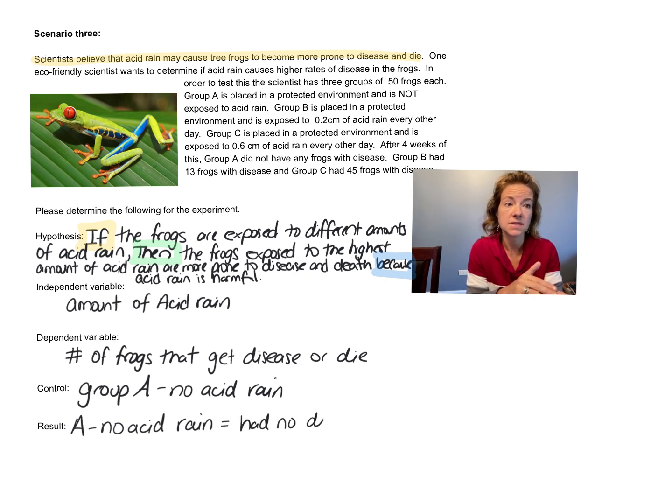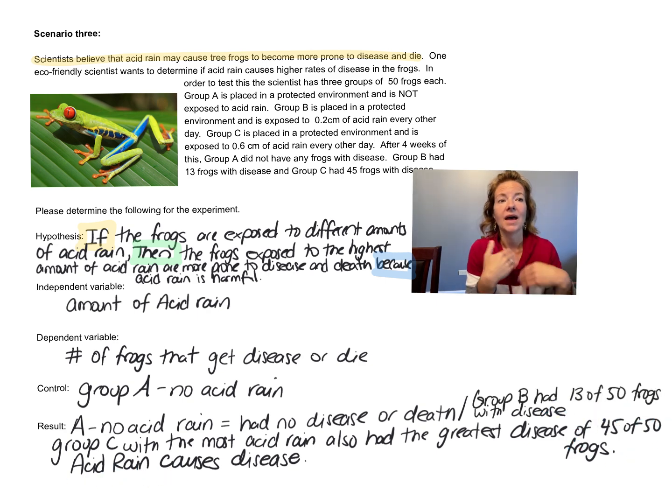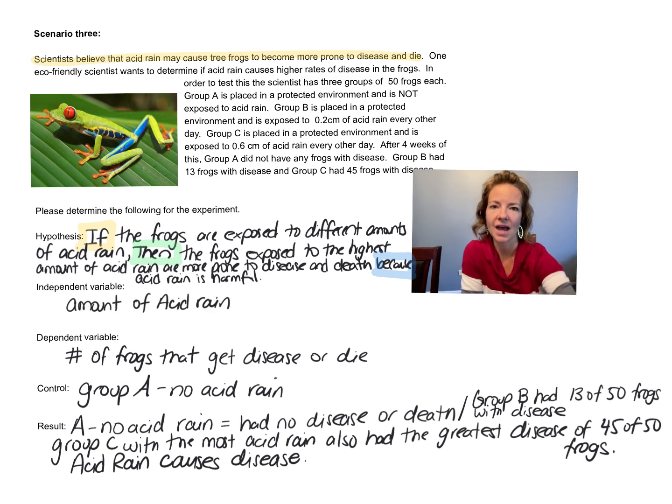And group B and group C did have disease and problems. And so that means that acid rain is going to make them more prone to disease and die. I do want to use data. I want to say group B had 13 frogs and group C had 45 frogs. And I want to then point out that group A had no disease, group B, having a little bit of acid rain, had 13 frogs with the disease, and group C, the most acid rain, had the most disease. So therefore I can conclude that the acid rain did have an impact on the disease.